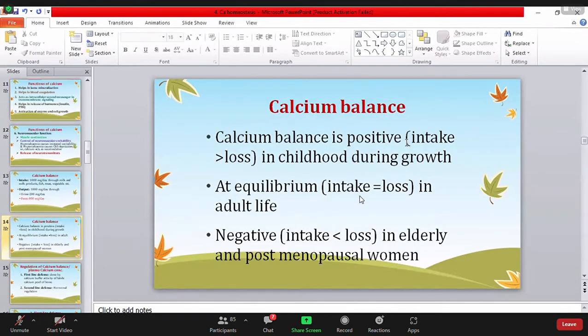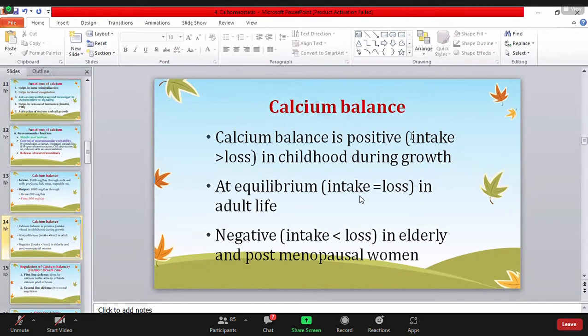So calcium balance may be positive, equilibrium, or negative. When intake is more than loss, that is called positive calcium balance, and it occurs in childhood during growth. When intake is equal to loss, that is calcium equilibrium, it occurs in adult life. And when loss is more than calcium intake, that is called negative calcium balance. It occurs in elderly persons and also in post-menopausal women.